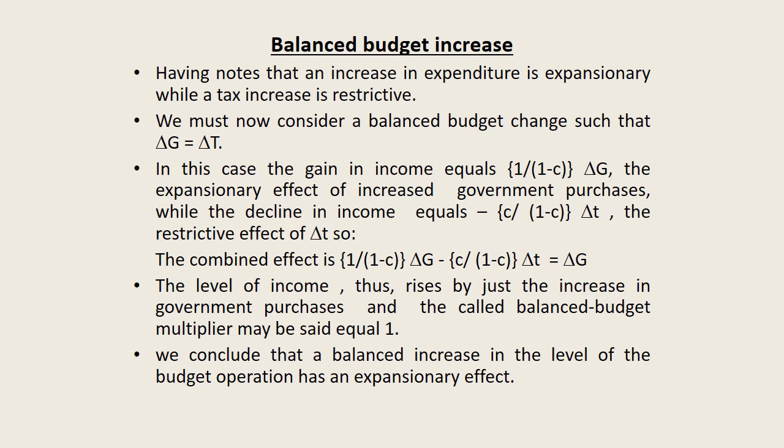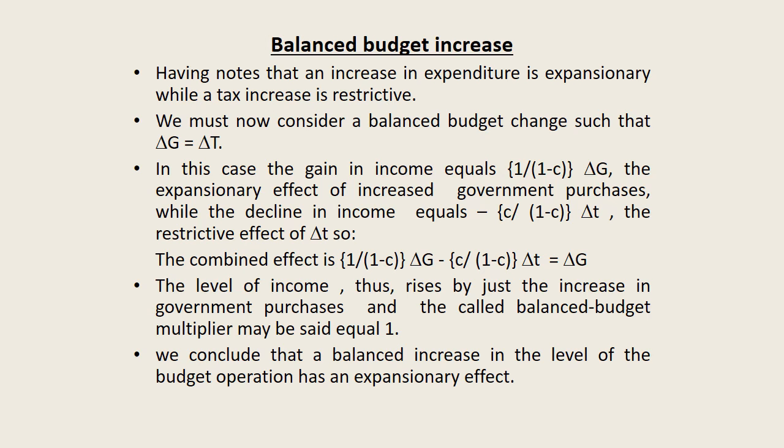هجمع الأثرين، النتيجة يعني هيبقى 1 over 1 minus C multiplied by delta G minus C over 1 minus C كل ده مضروب في دلتا T. الأثر النهائي دلتا G. يعني يا جماعة under balanced budget the increase in income and the increase in spending and tax with the same amount leads only to increase in income by the amount of increase in public expenditure. يعني سياسة الميزانية المتوازنة في الآخر بتؤدي إلى زيادة الدخل بنفس قدر زيادة الانفاق الحكومي فقط. هذا يعني ان expansionary effects of public expenditure was stronger than the restrictive effect of tax.